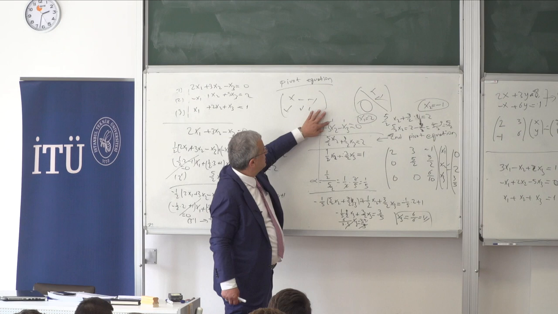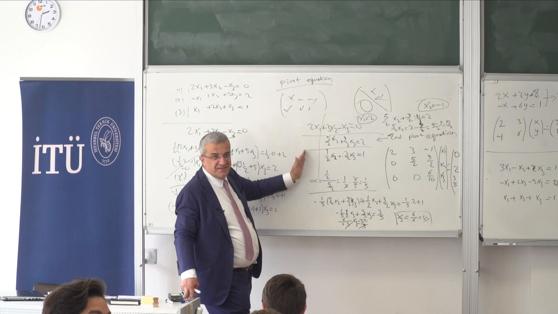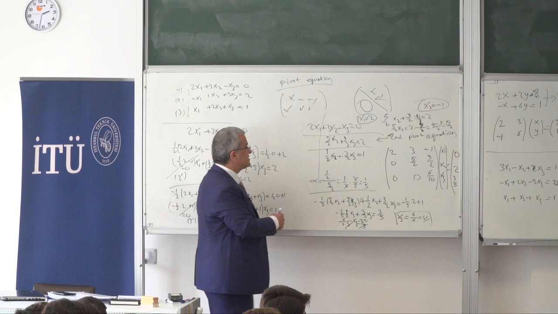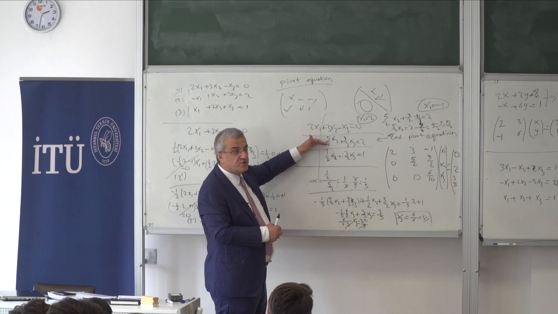So did I bore you? I have here the first equation, which is our original equation, and the second and third equations, which are the new ones. So what are we going to do? Now we will play the same game. I don't have any x1s here, so I will take this as my second pivot equation and use this equation to make x2 zero in the third equation.